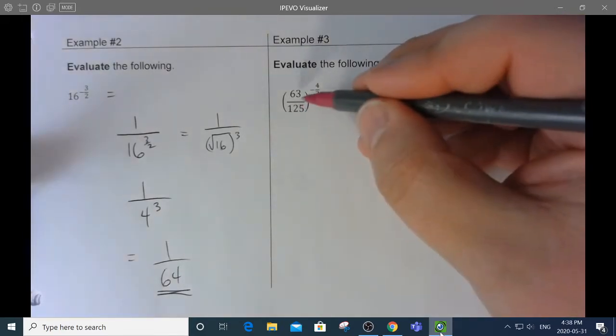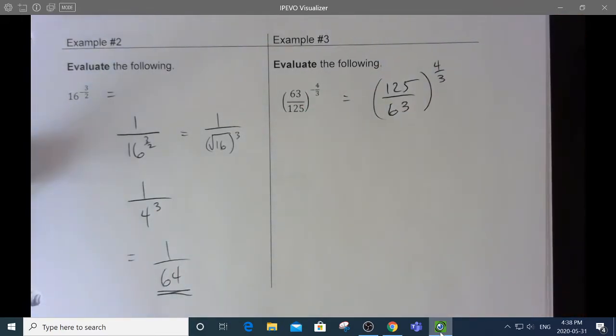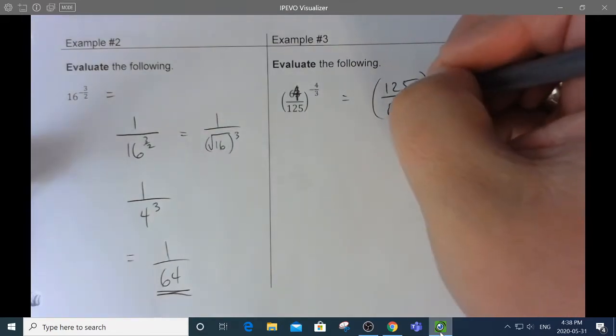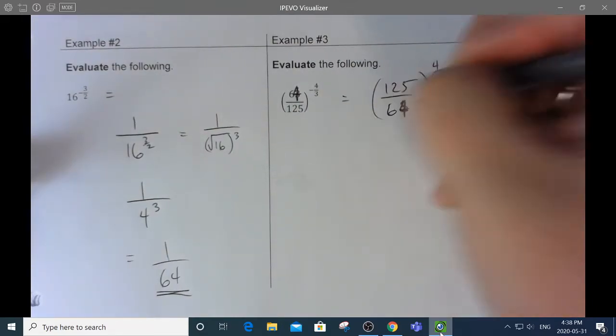There, I used the negative. It's not there anymore. Now, you know what? This is supposed to be a 4. That's a typo. You want to fix that? 63 is not a perfect square or a perfect cube. There we go.